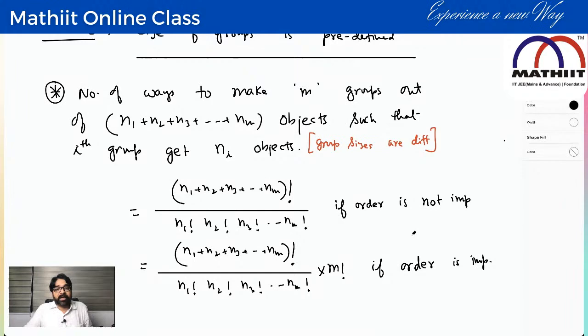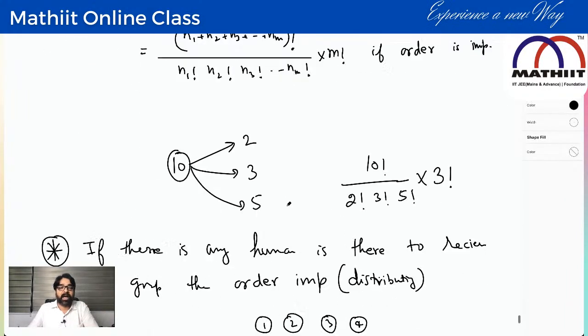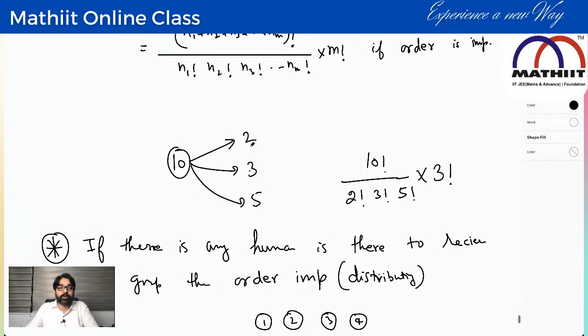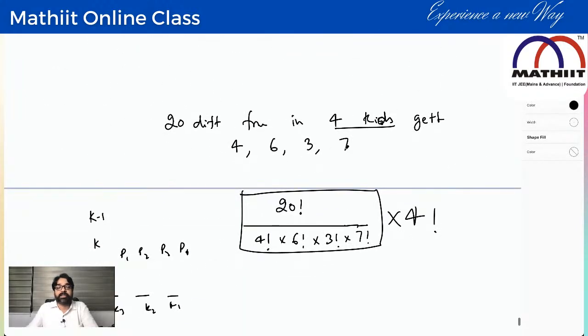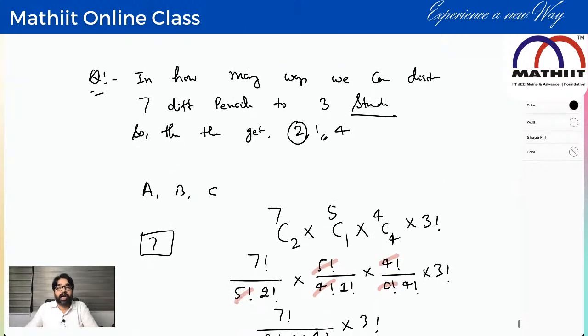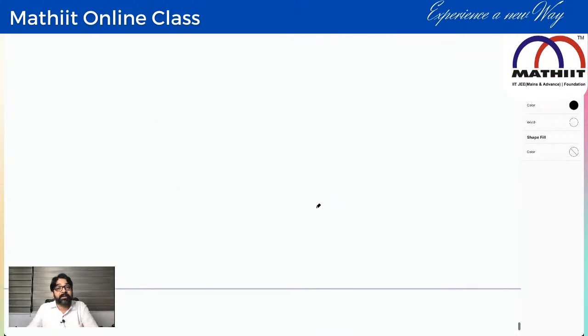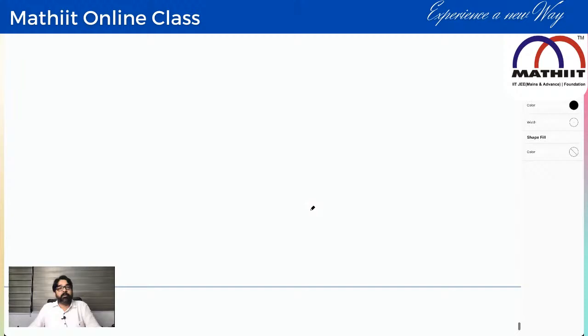Imagine a situation if group size is not different. If you see all the examples, I never made groups of the same size. All group sizes are different. Check whatever example we did: 20, 4, 6, 3, 7. Here also, all these are different. Apply it only when group sizes are different. If group sizes are the same, then what will happen?